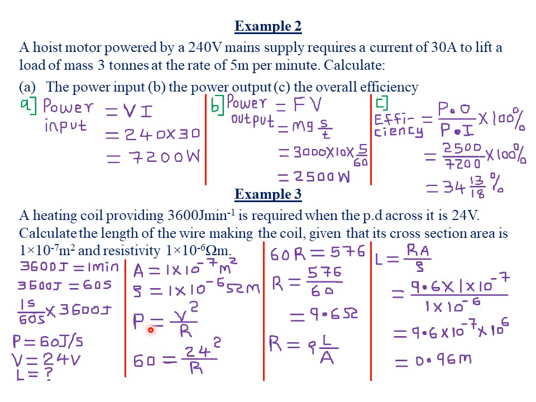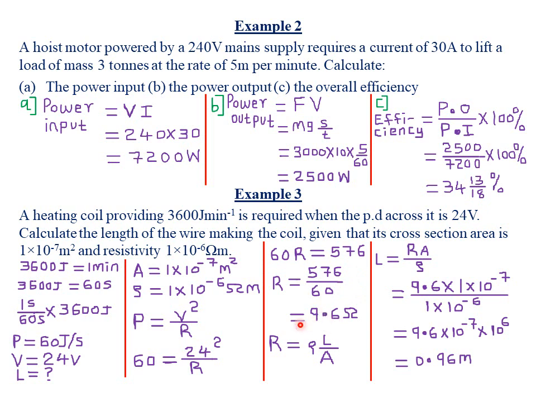So if I substitute my values, power, we have computed it as 60 joules per second or simply 60 watt, which is equal to V squared, so 24 squared divided by R. Remember, this is a formula that we have just derived from our previous slide. I want to make R the subject, so I multiply both sides by R to eliminate the fraction. So I'll have 60R being equal to 24 squared, which is 576. To remain with R alone, I'll divide both sides by 60. Therefore, R will be equal to 576 divided by 60, which gives us a resistance of 9.6 ohm.